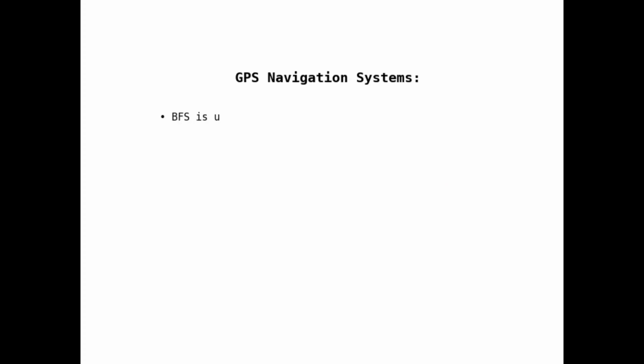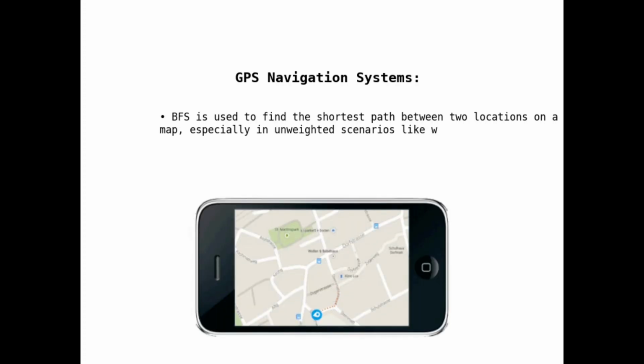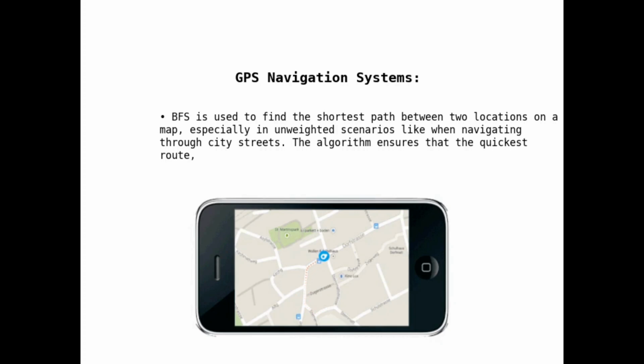Another example can be a GPS navigation system. When you are driving through a city and looking for the shortest route without any weights like traffic or speed limits, BFS can help you by exploring all the intersections and streets level by level until it finds the destination.